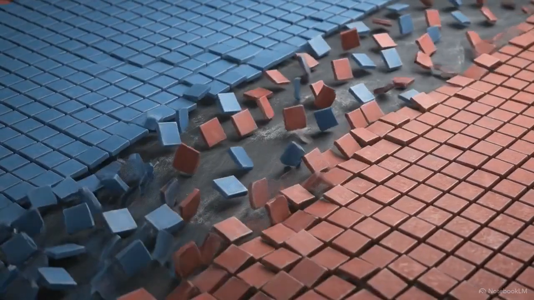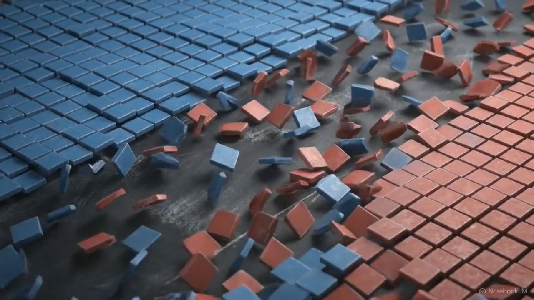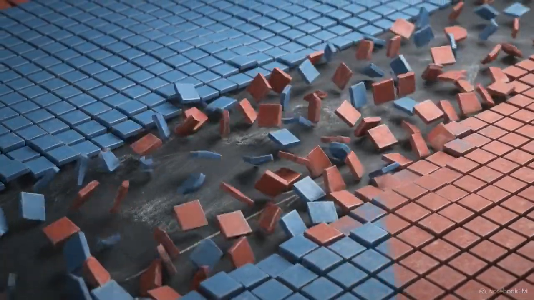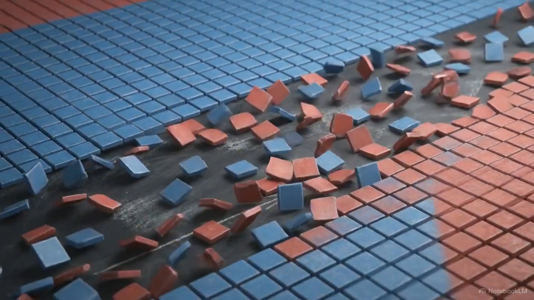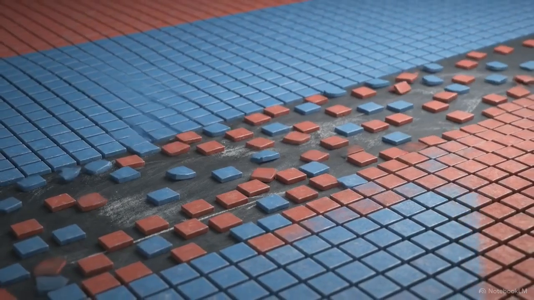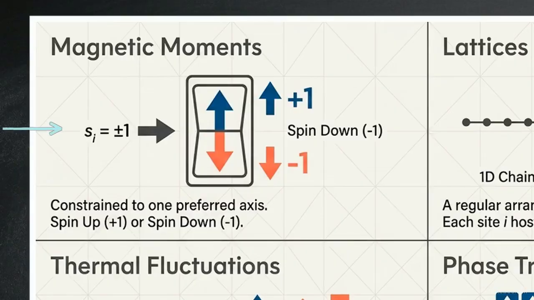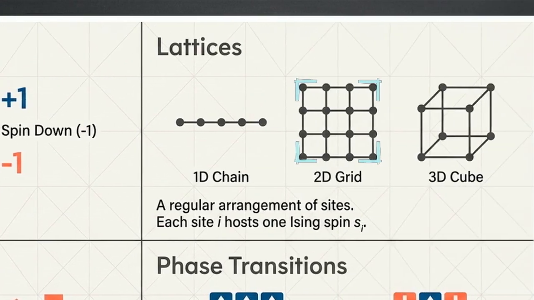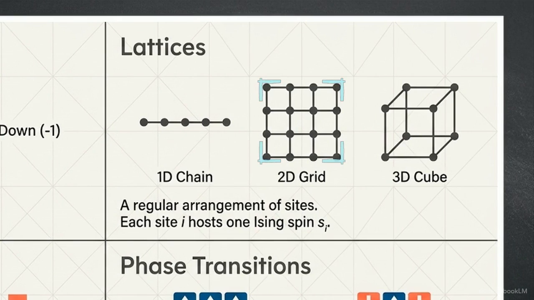Evaluating how these two forces compete across a lattice reveals the mathematical engine of phase transitions for every physical system sharing this underlying symmetry. We start with the bedrock unit, a single discrete variable, denoted as S_i, constrained strictly to +1 for spin up or -1 for spin down. These binary spins are placed onto a regular geometric lattice, with every intersection hosting exactly one spin.